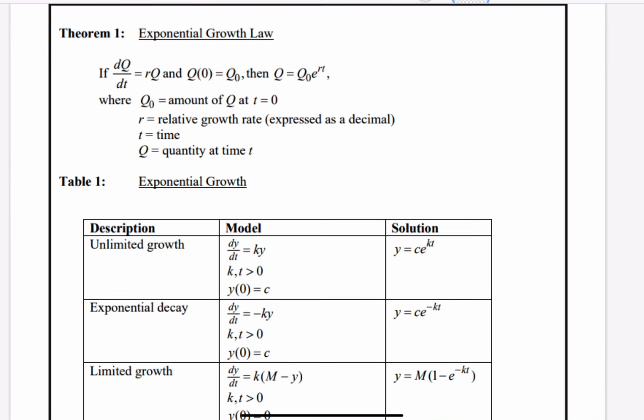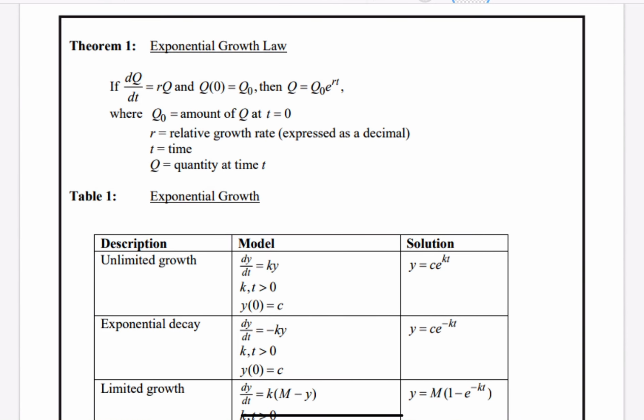Welcome. This is section 12.3, which is differential equations. Now you might be thinking, Miss, we are doing antiderivatives. How come you go back to differential equations? So in this section, we will be both integrating and differentiating.